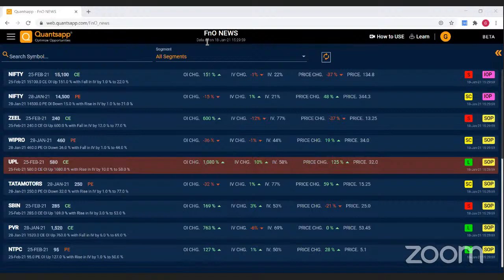So what is FNO news and why have we included this? Tell me one thing. There are around 140 instruments, stocks and indexes. With Nifty Fin that's 141 or 142, almost 138 or 139 stocks and three indices in the derivative segment.